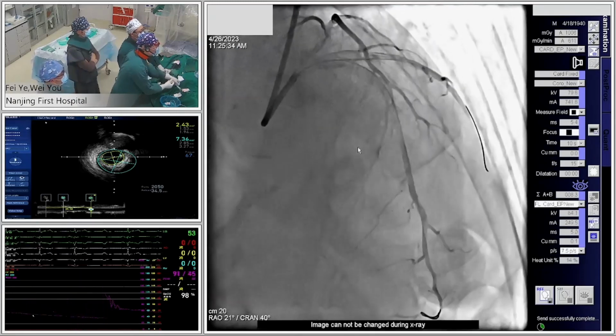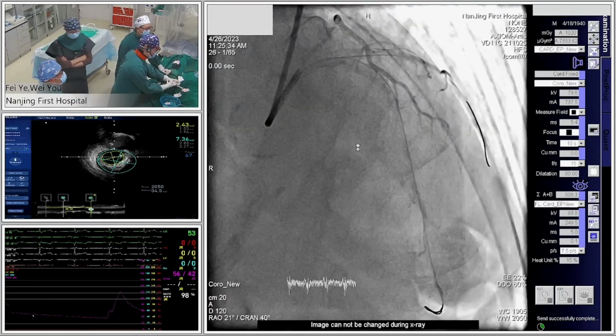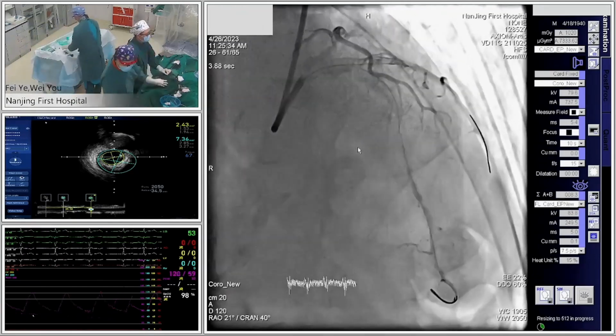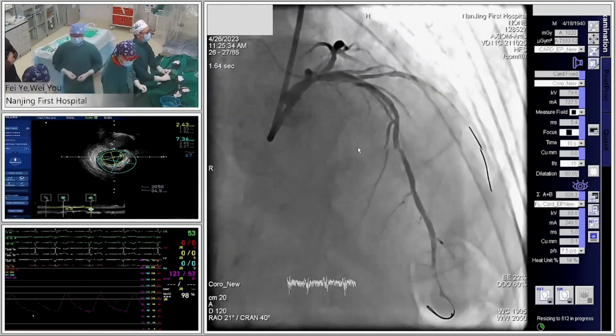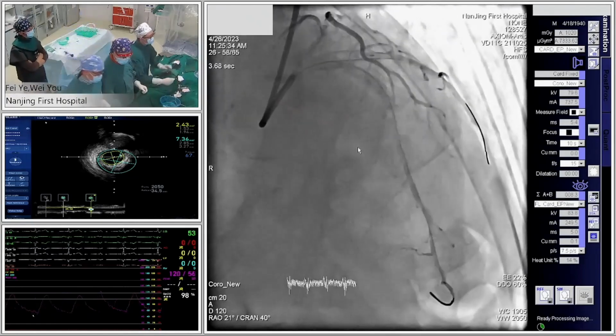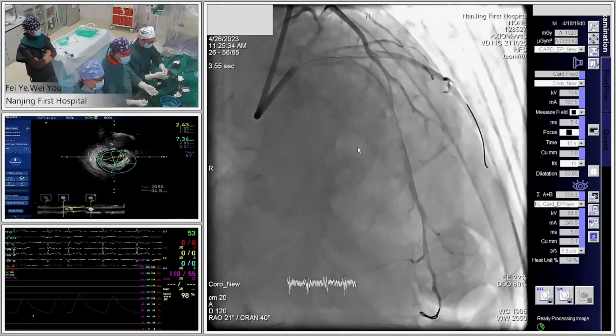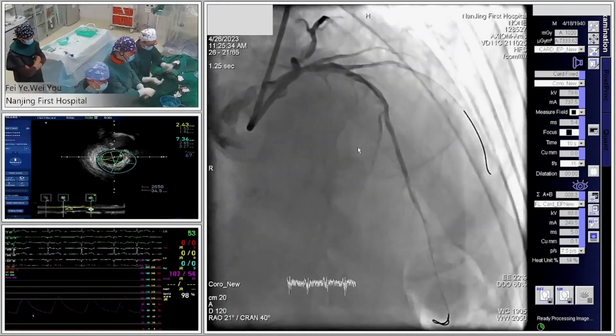Okay, flow is not good. So maybe stenting first. Okay, yes. 2.75, 33. Yes, not 33. Oh, 33. Yeah. And give me a 3.5 NC balloon. Then I will also open one high-pressure balloon.